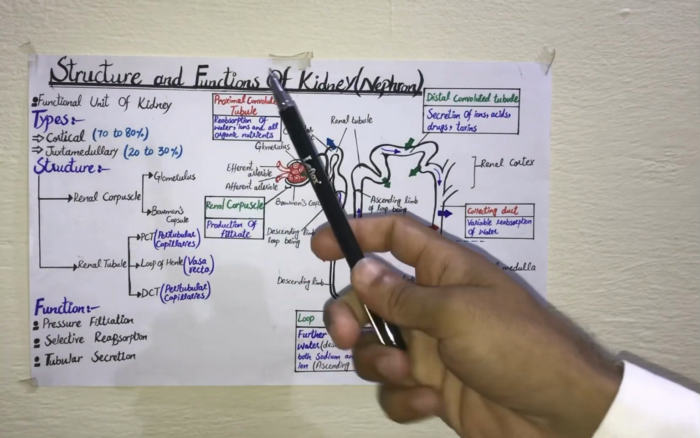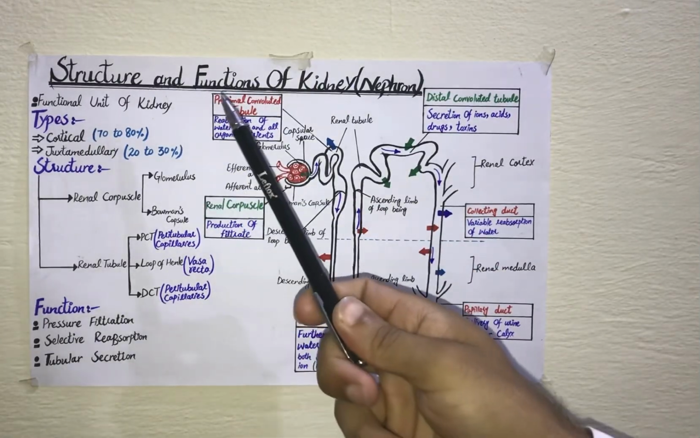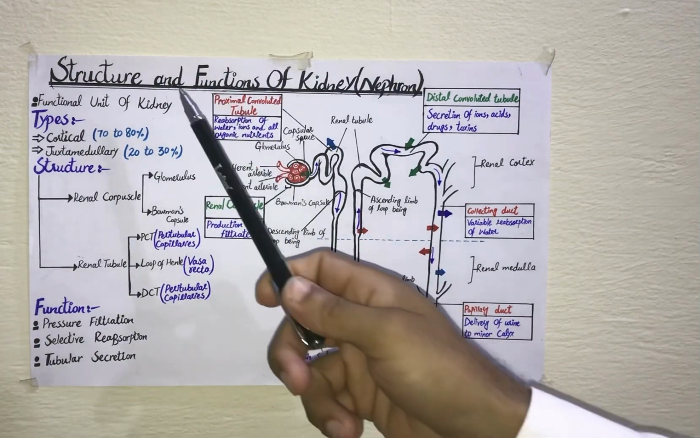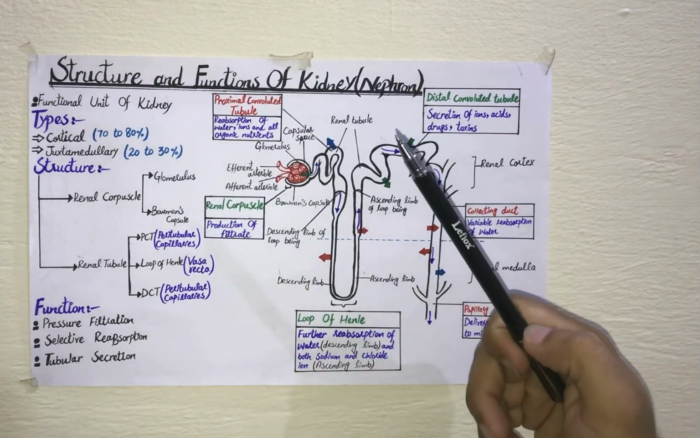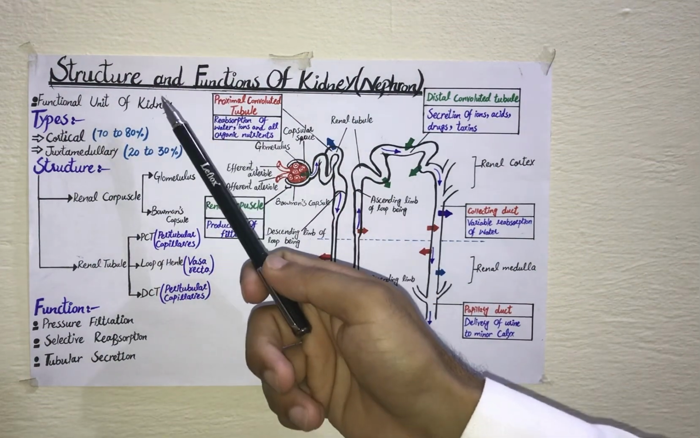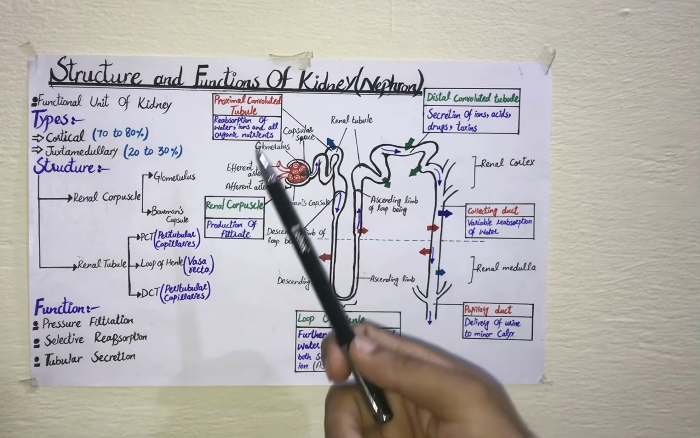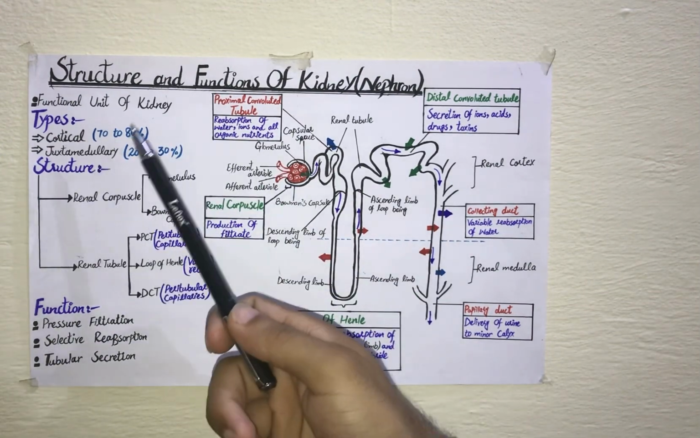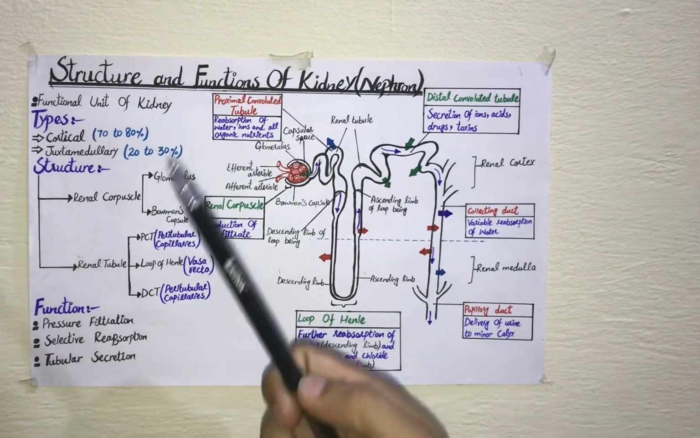So the topic I am going to present is the structure and function of the kidney, especially the functional unit of the kidney. The functional unit of the kidney is known as the nephron. It is the basic unit of the kidney. First of all, before I go to the structure, I would like to present: basically, there are two types of nephron in our kidney.